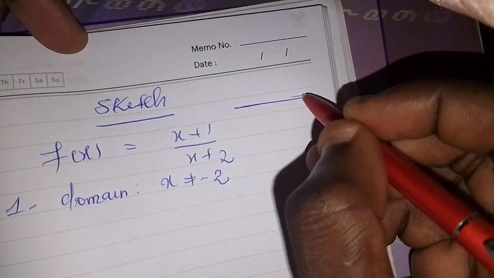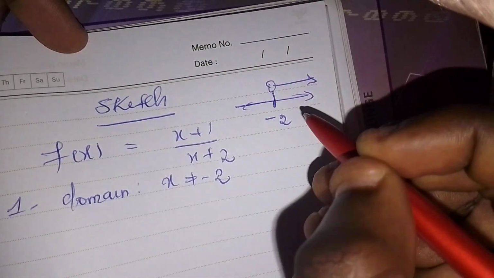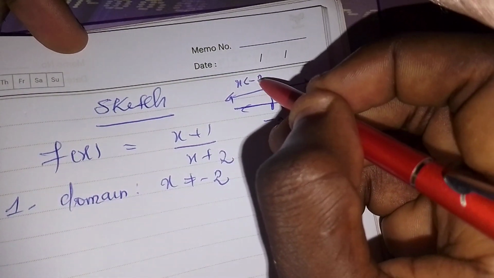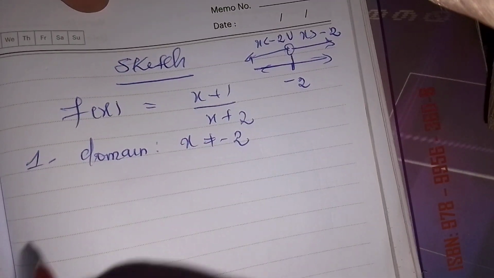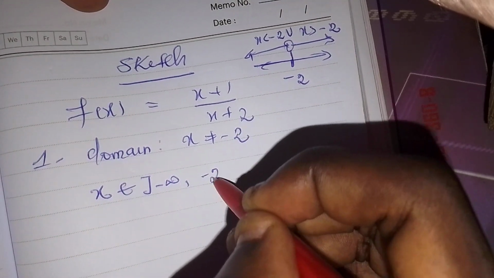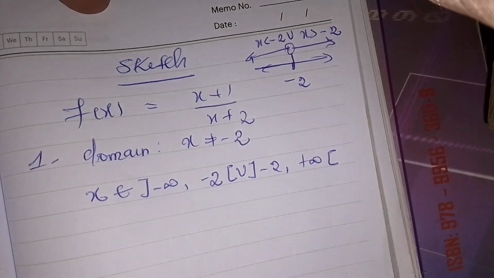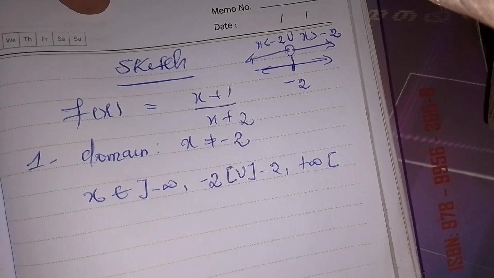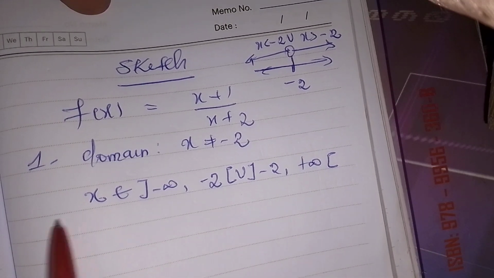If I go to the number line and pin negative 2, if x is not equal to negative 2, then x is greater than negative 2 as well as less than negative 2. So this is x less than negative 2 union x greater than negative 2. If you want to write it as an interval, x is in the interval from minus infinity to minus 2, then from minus 2 to positive infinity. If you have a problem with this notation, comment in the comment section, and I'm going to do another video, maybe 2 or 3 minutes, just drilling on how to write interval notation.